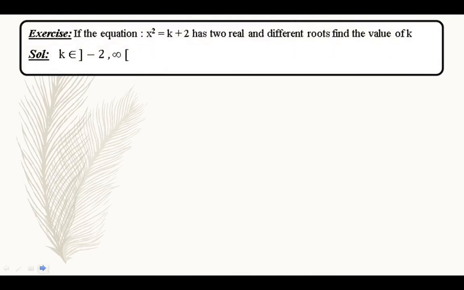Here, exercise, you can do it by yourself. If the equation x power of 2 equals k plus 2 has two real and different roots, what do we mean by it has two real and different roots? This is to say that the discriminant is positive, which means that the discriminant is bigger than 0. Solve it by yourself and you will find that k must belong to negative 2 open to infinity.